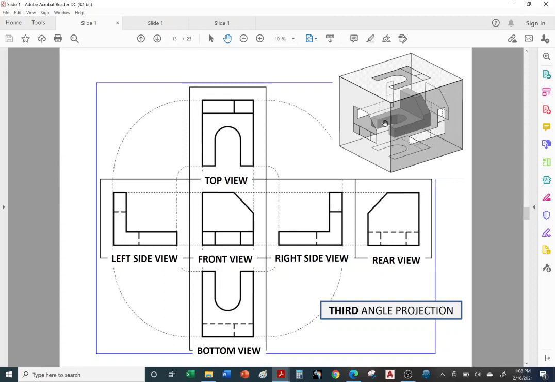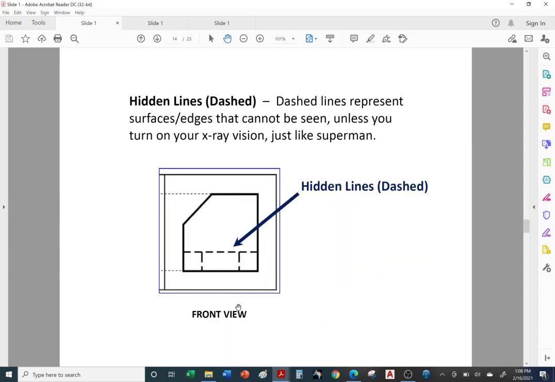And we can't see this opening. See this opening here? If you're standing in the back, you can't see this opening. So we represent it with the dash lines, right? Hidden lines. And I did mislabel this slide. This is the rear view, not the front view.